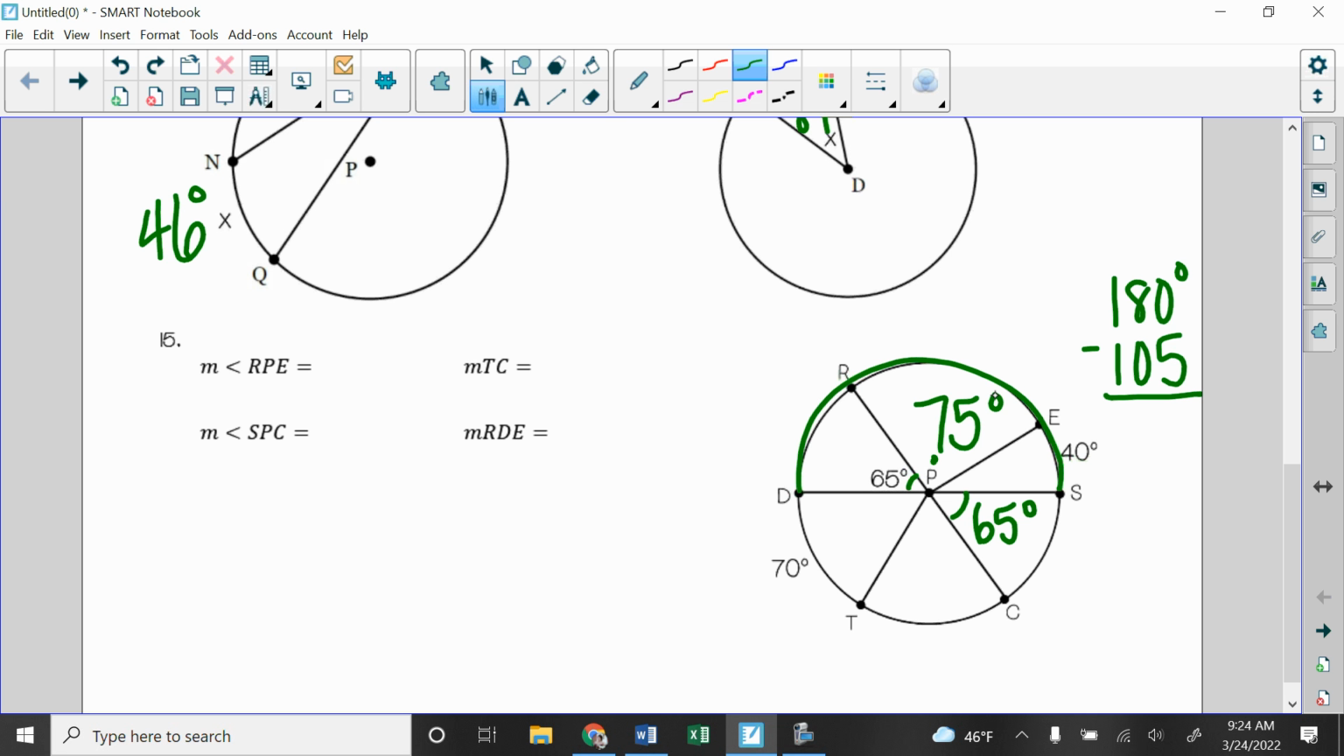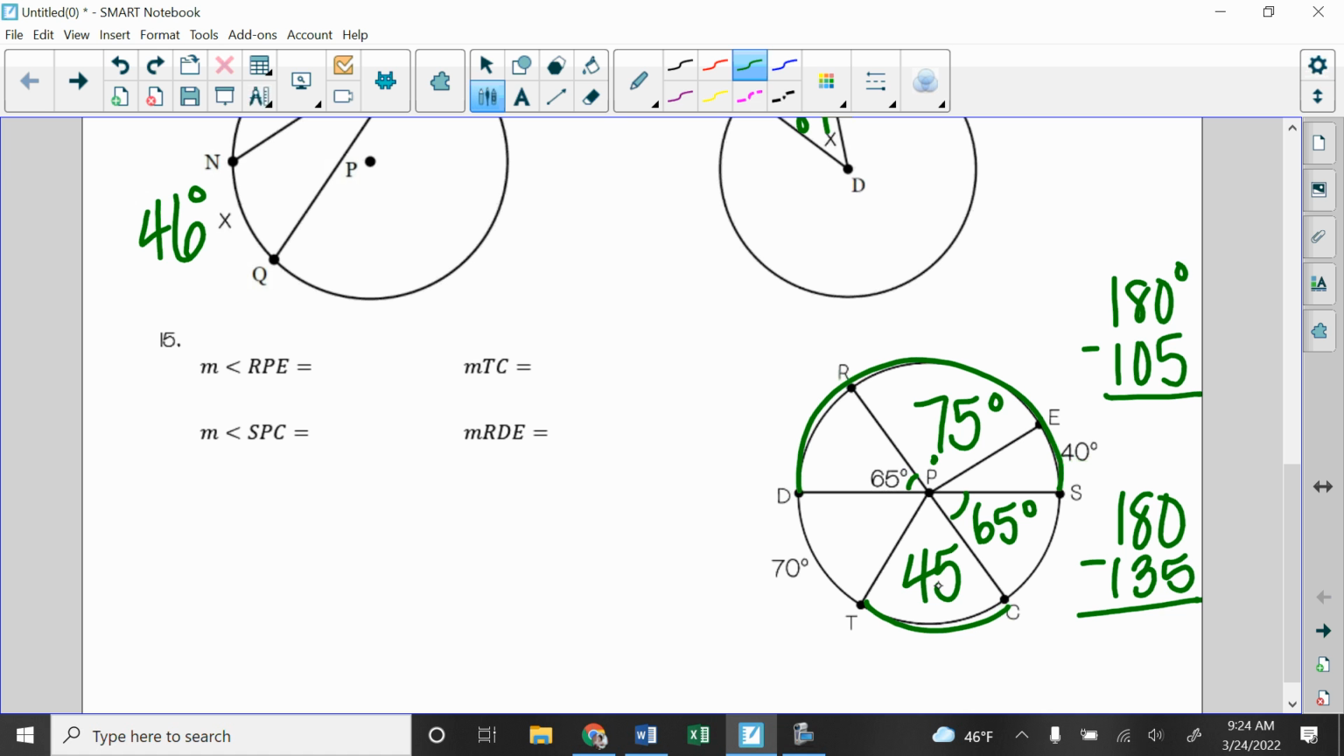How can you find TC then? Yeah, do the same thing. So 180, what should I be adding together though? 70 and 65, so that's 135, which gets me 45 for right here. Are you okay with filling in the missing angles? Then you just have to read.